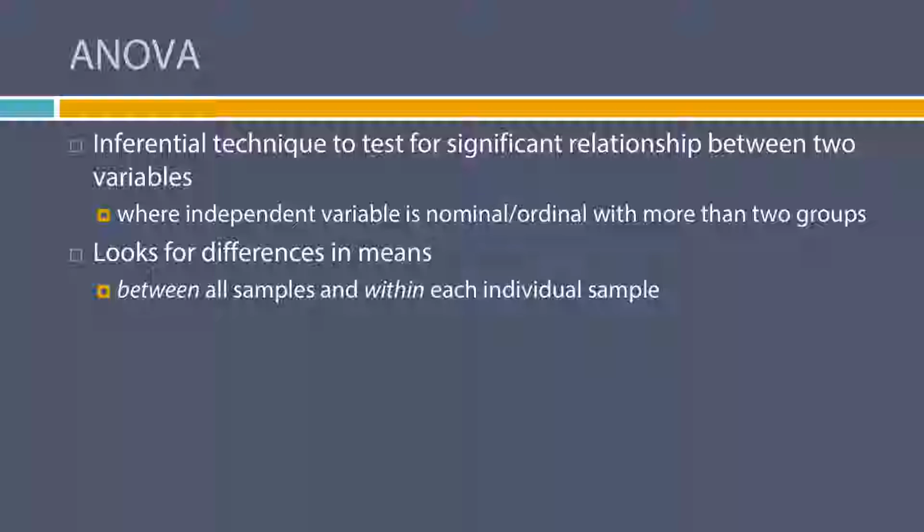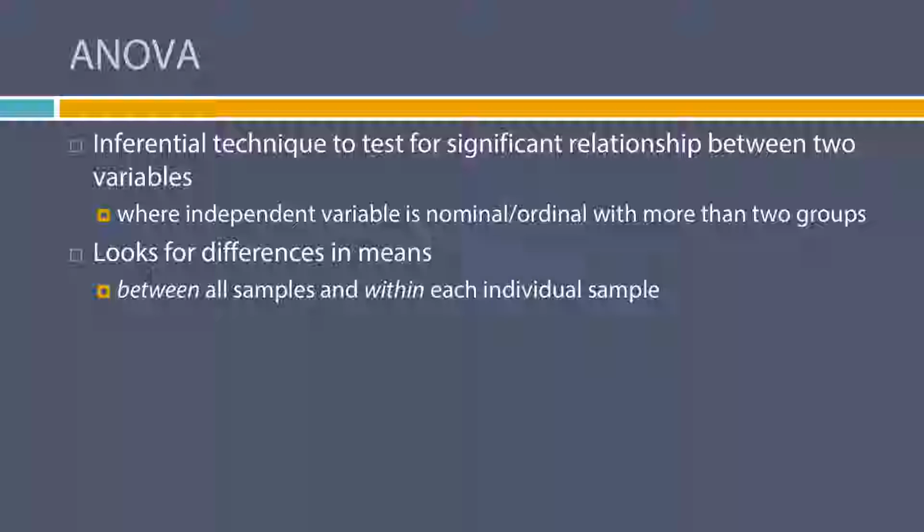So ANOVA is an inferential statistical technique, like the t-test is, an inferential technique to test for significant relationships between 2 variables. So much like the t-test, the ANOVA comes directly out of the t-test. It says our independent variable is a nominal variable with more than 2 groups. That's the difference. For a t-test, we're only comparing 2 groups. For ANOVA, we have that same nominal variable, but it's more than 2 groups. So 3 or more groups that we're comparing. And much like the t-test, it also looks for differences in means between these groups.